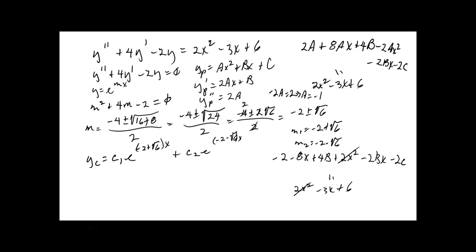So let's look at our x terms. Here we have a minus 8 minus 2b. Those are these two x terms. And this has to equal minus 3. Well, let's add 8 to both sides. And that gives us minus 2b is equal to 5. Ew. So b is equal to minus 5 halves. All right.